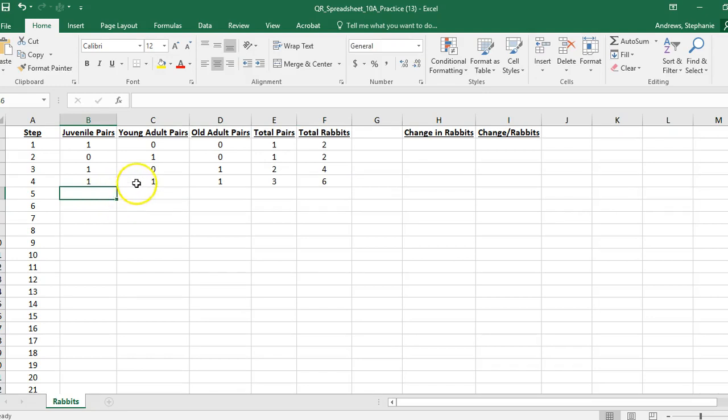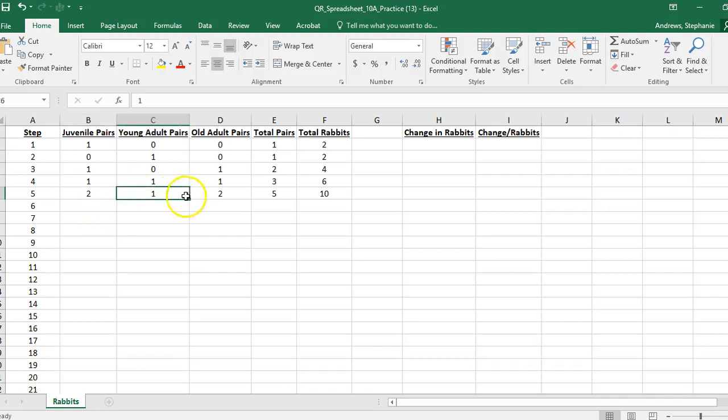So juvenile rabbits, we now have a young adult pair and an old adult pair. So we've got breeding, and we'll have 2 new juvenile pairs. The juvenile pair become the young adult. The young adult are going to come over here with the old adult, but there was already 1 pair there. So now we have a total of 2 pairs, or a total of 5 pairs of rabbits. And that would be 10 rabbits. Let's do it one more time.